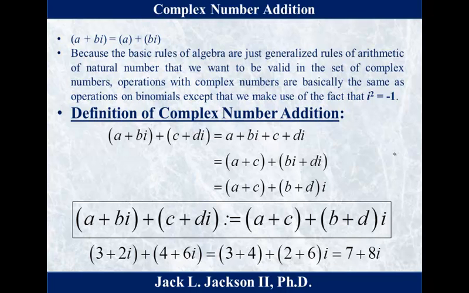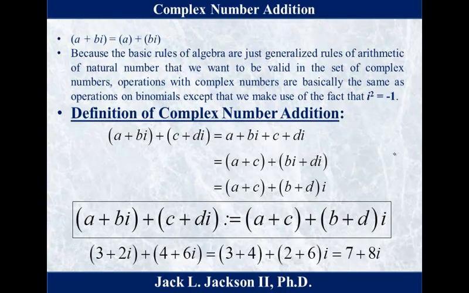Because the basic rules of algebra are just generalized rules of arithmetic of natural numbers, and we want them to be valid in the set of complex numbers, operations with complex numbers are basically the same as operations on binomials. In other words, you can treat the i just like it's an x and work with it just like you would a polynomial, except that we make use of the fact that i squared is -1. So, with that in mind, we can add complex numbers.